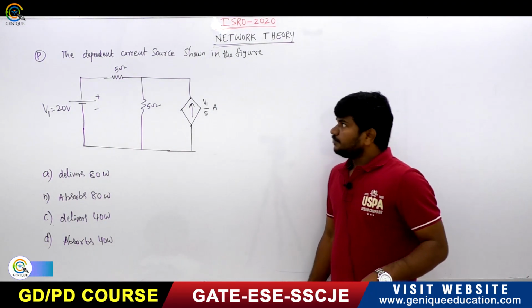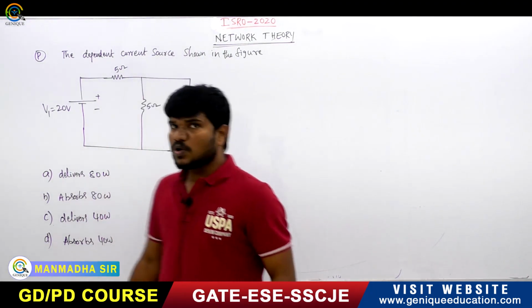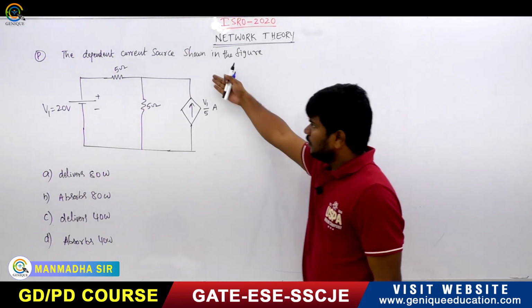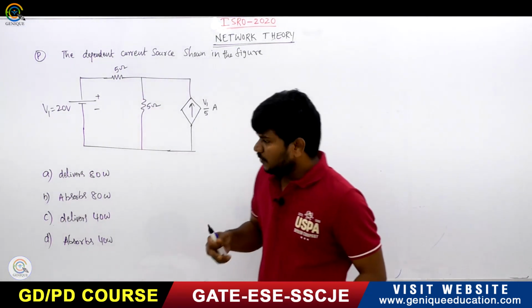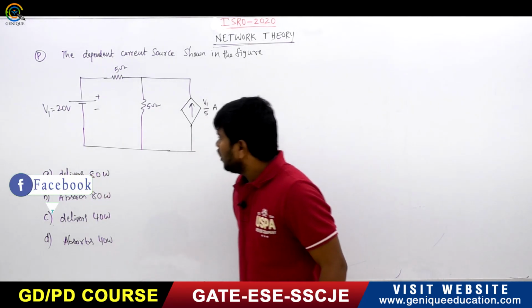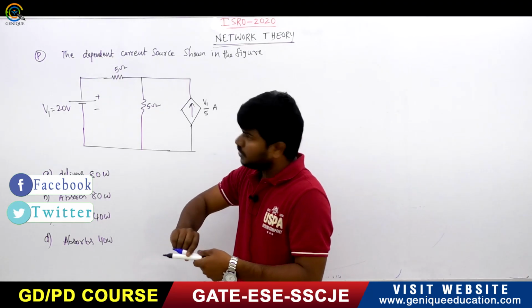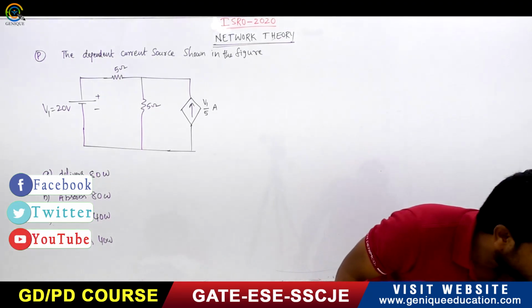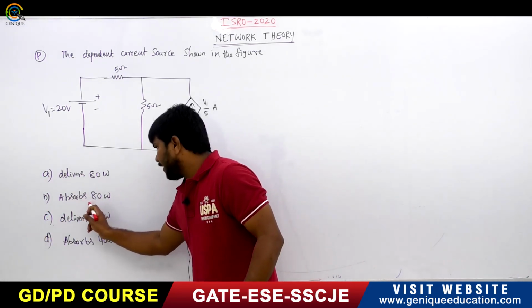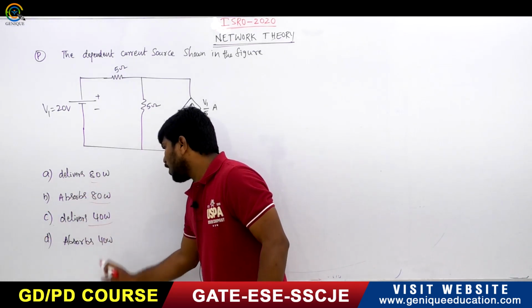So this is the next question. The question asked is, the dependent current source shown in the figure in this circuit is given. The options are: the dependent current source given in the figure delivers 80 watts, absorbs 80 watts, delivers 40 watts, or absorbs 40 watts.